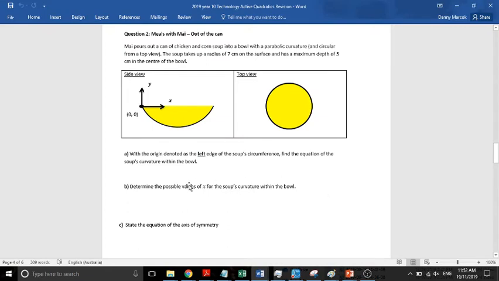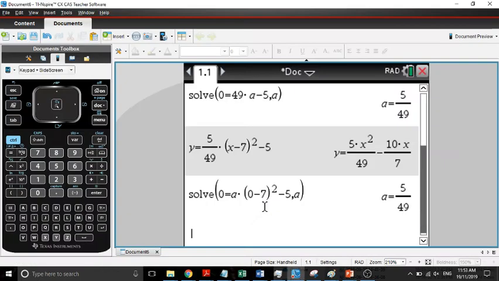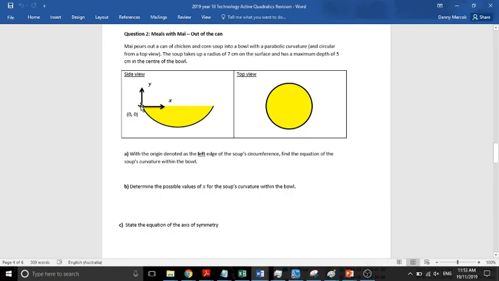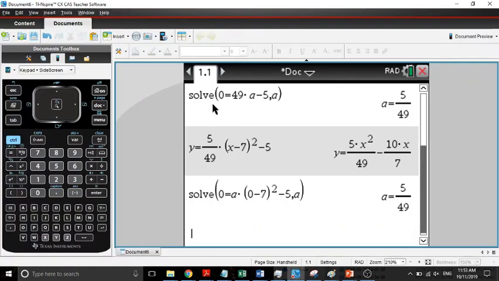Okay, determine the possible values of x for the soup's curvature within the bowl. So we want to know these values of x. We call that the domain. If we're going from 0 to 7 is halfway, what is the rest of it got to be? It's got to go to 14. So our domain, which is our set of x values, goes from 0 to 14.